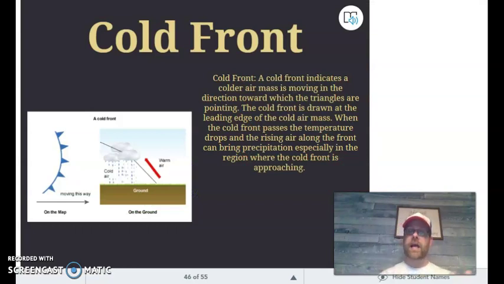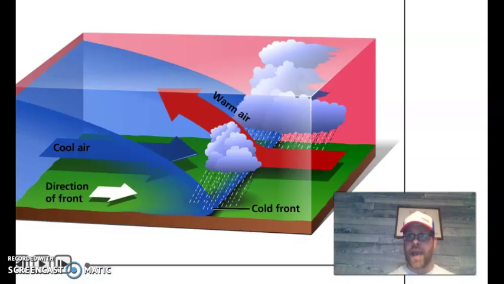Again, I want to point out, notice the icon for a cold front. We've seen those before. We saw them when we were working on our weather maps, and we have these little jagged teeth. And if we look back at this, we can see why it has that jagged tooth look, because it really does kind of slice in up under the warm air mass that's sitting there.